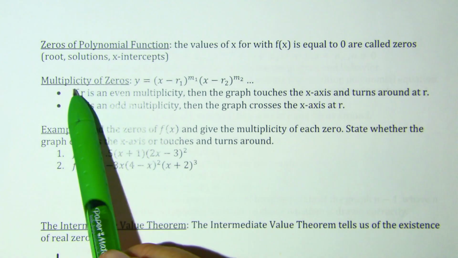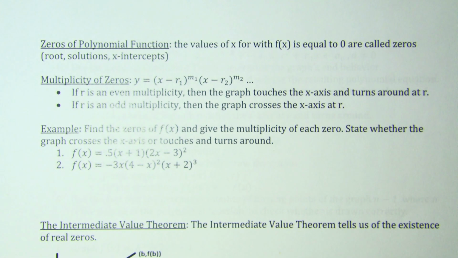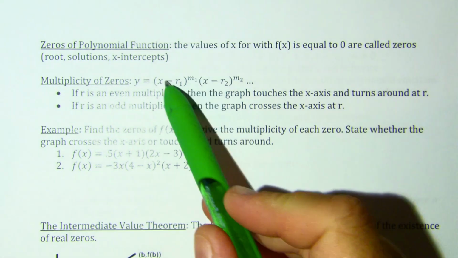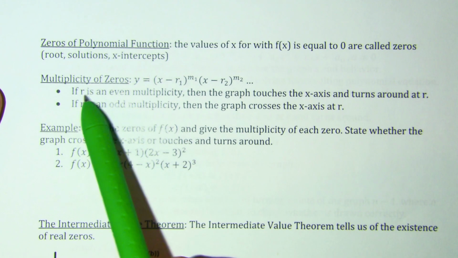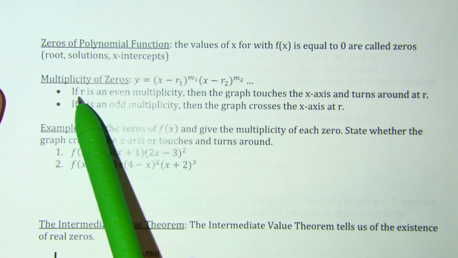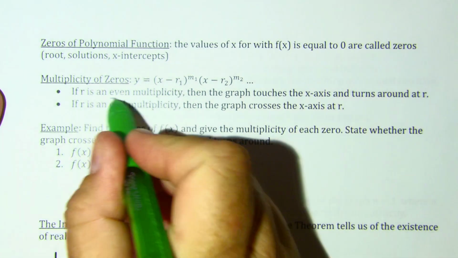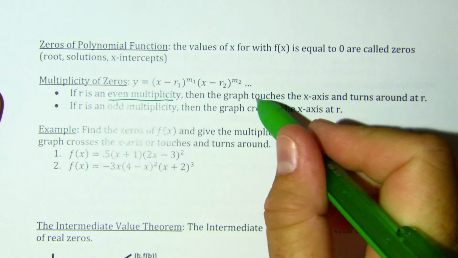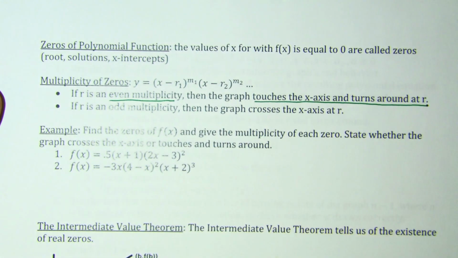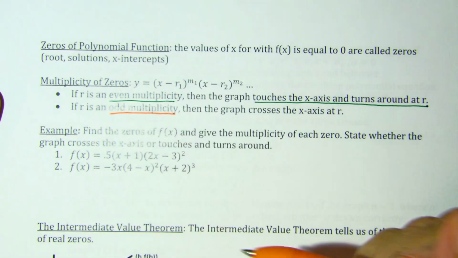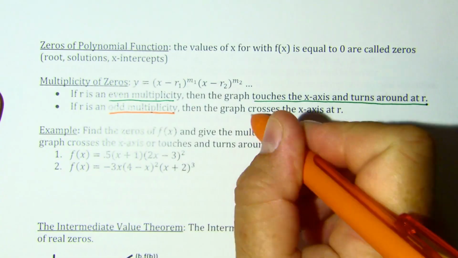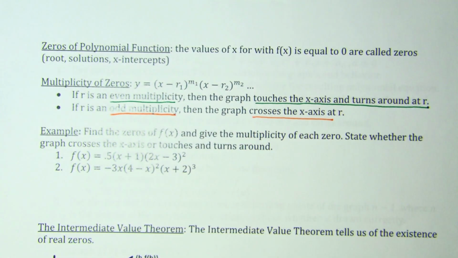We can also have multiplicity of roots, and what this means is we could have multiple copies of them, like what we just saw where we have a factor raised to a power. That would be the multiplicity of that root. Well, if r is a certain root of a polynomial and it has an even multiplicity, then the graph touches the x-axis and turns around at that value. If it has an odd multiplicity, meaning there's an odd number of copies of that root, then the graph crosses the x-axis at that value.